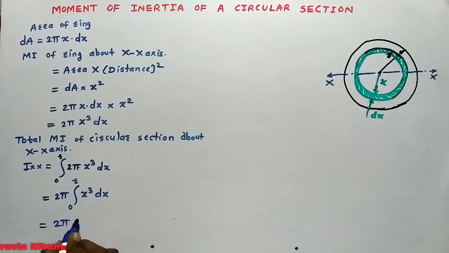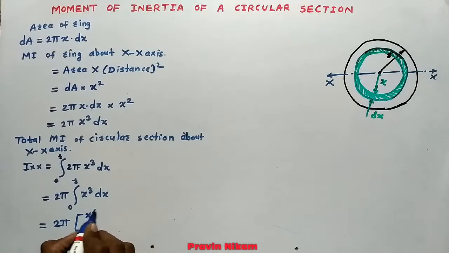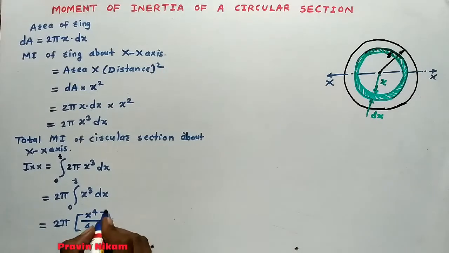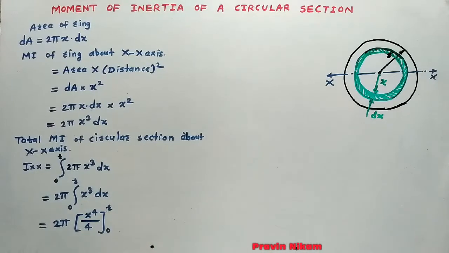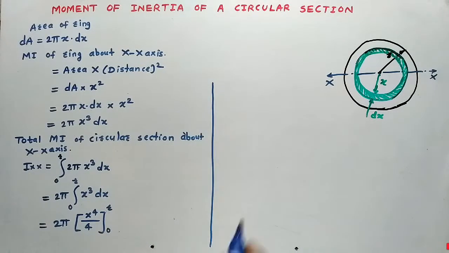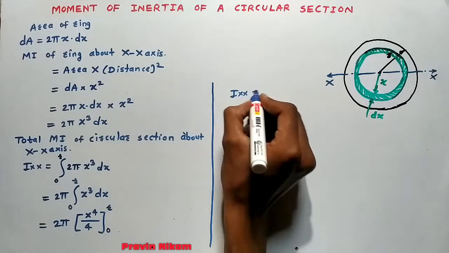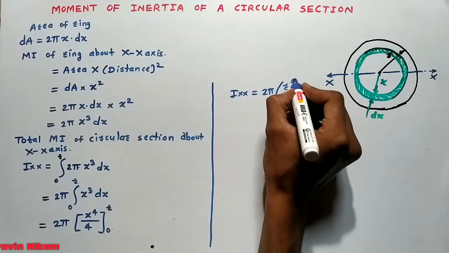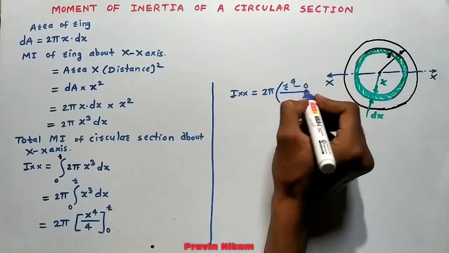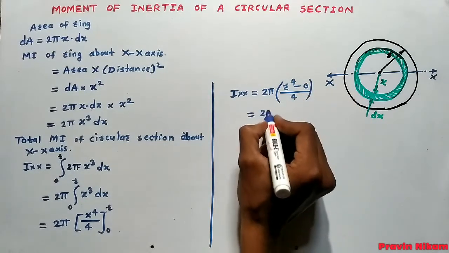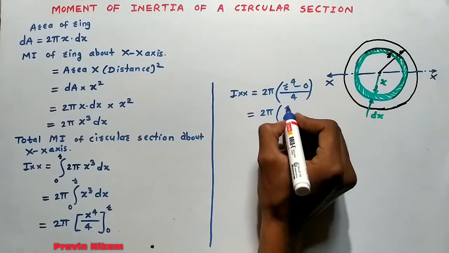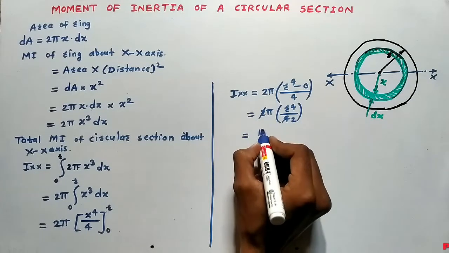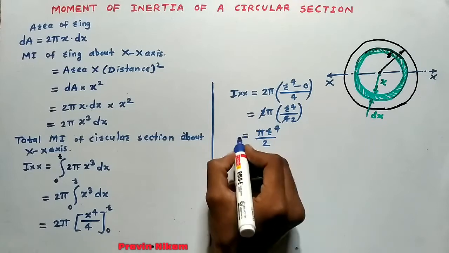So that is equal to 2 pi. The integration of x cubed is x raised to 4 divided by 4, and the limit is 0 to r. Now put the limit. So Ix is equal to 2 pi, r raised to 4 minus 0, divided by 4. So that is equal to 2 pi r raised to 4 divided by 4. So 2 and 2 cancel. That is equal to pi r raised to 4 divided by 2.